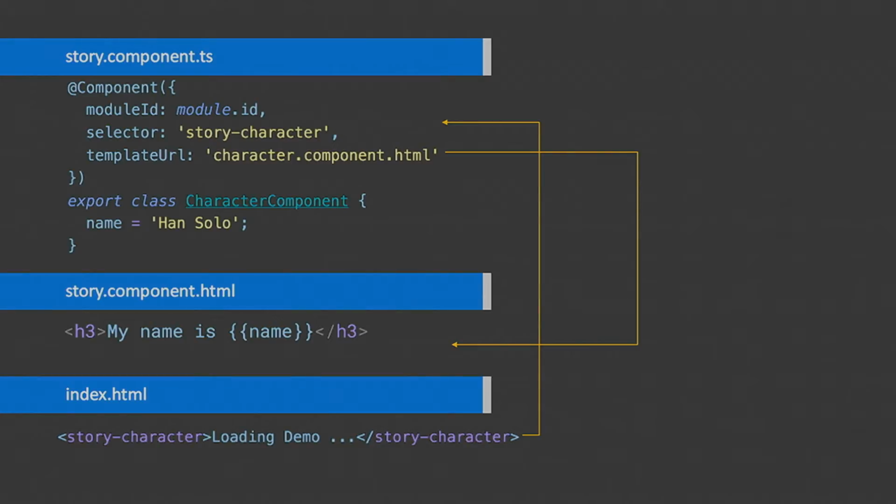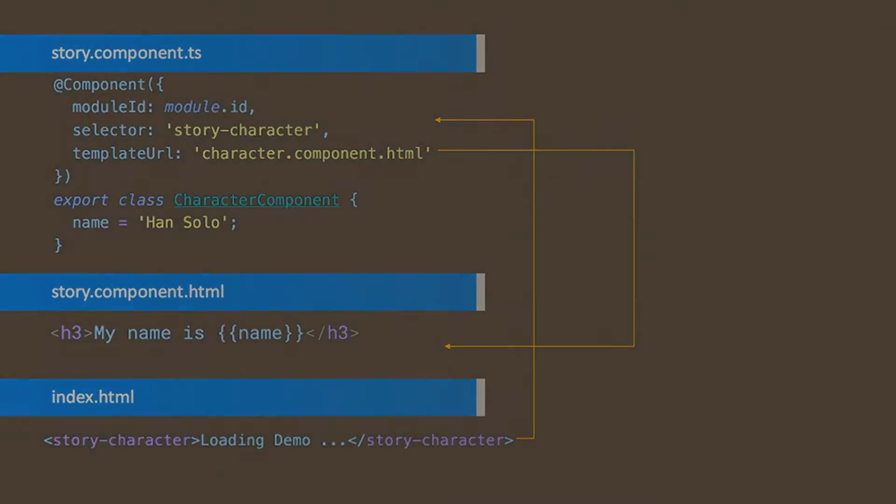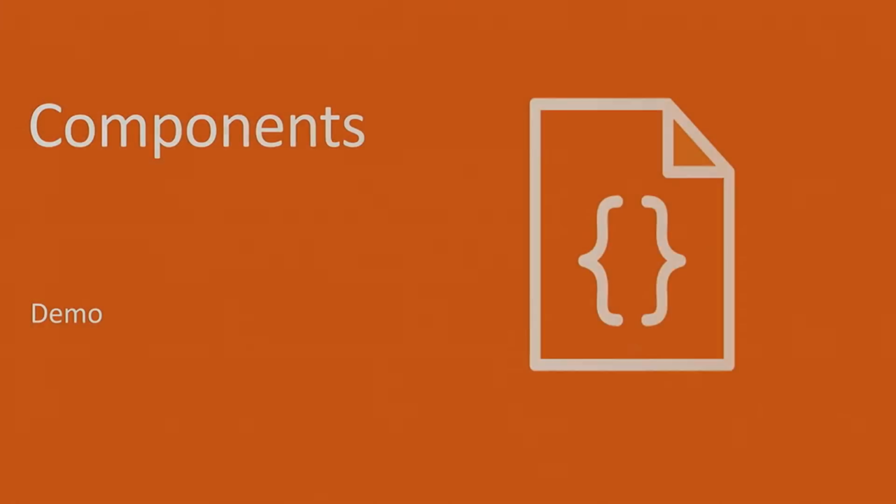Now, the interesting part is on story character loading demo at the bottom, story character is not a valid HTML tag, right? So when you first render, while it's trying to render, like on a splash page type thing, anything in between those 2 elements is what's going to show on the page. So it's going to show loading, and then once it renders, boom, it's going to replace that with your actual HTML. Cool. Let's take a look at a demo.